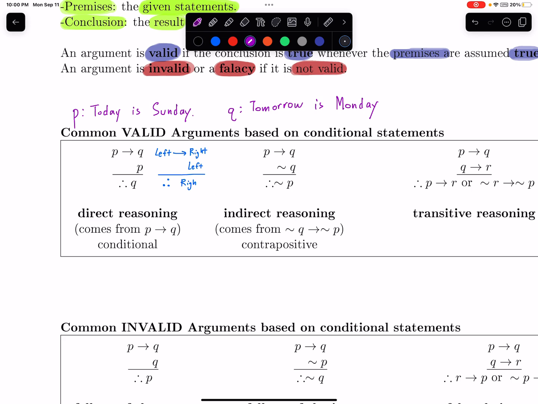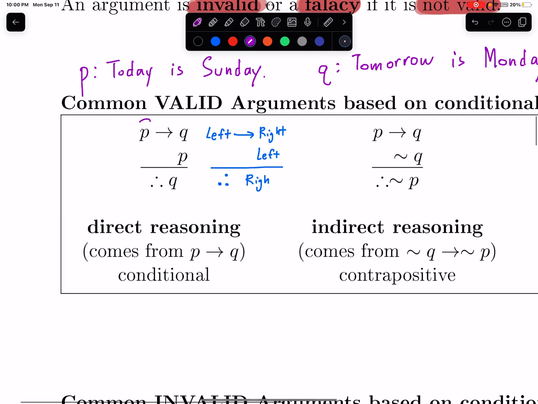So how would that translate in this direct reasoning case? If today is Sunday, then tomorrow is Monday. That's true, right? We're assuming that's true anyway. Now, the next premise: today is Sunday. If today is Sunday, tomorrow's Monday. Today is Sunday, therefore, tomorrow is Monday. That's direct reasoning, following the same pattern as the original conditional statement.